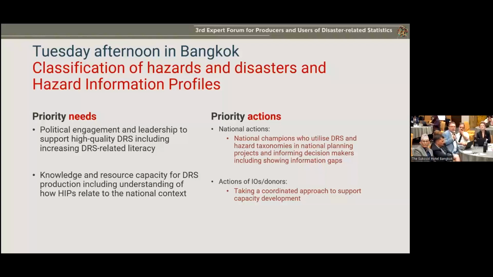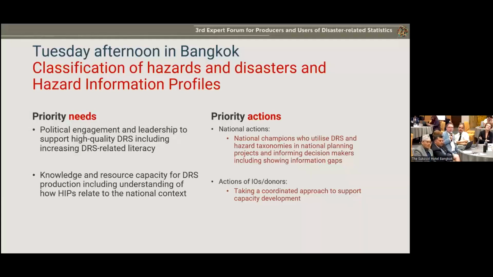And of course, the second need was the knowledge and the resource capacity for the production, including the understanding of how HIPs relate to the national context. The HIPs have been developed from a global perspective. We know that there are indigenous ways, for example, of looking at hazards. There are many different ways and experiences. So also the national context is relevant here. And there is a need to understand this, and therefore experts need to look at how this relates to the cases, to the situation. So these are the needs.